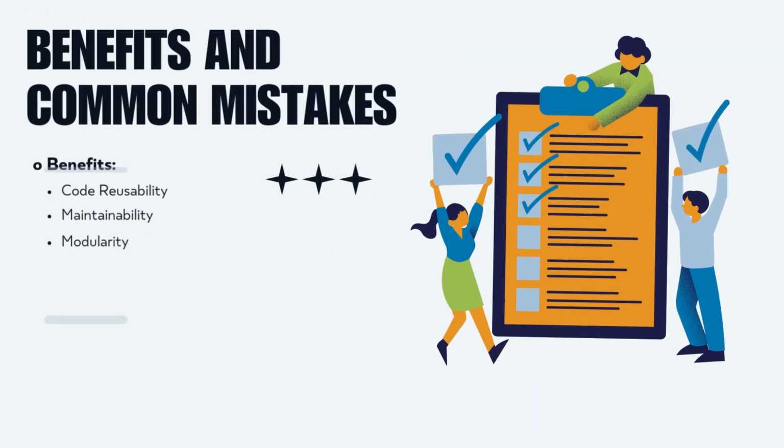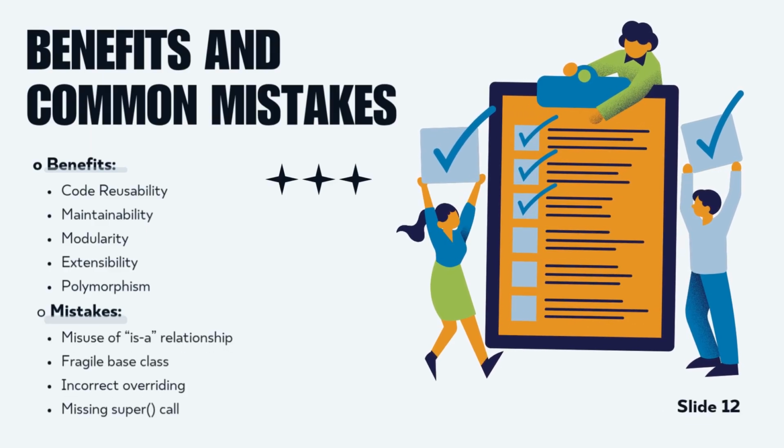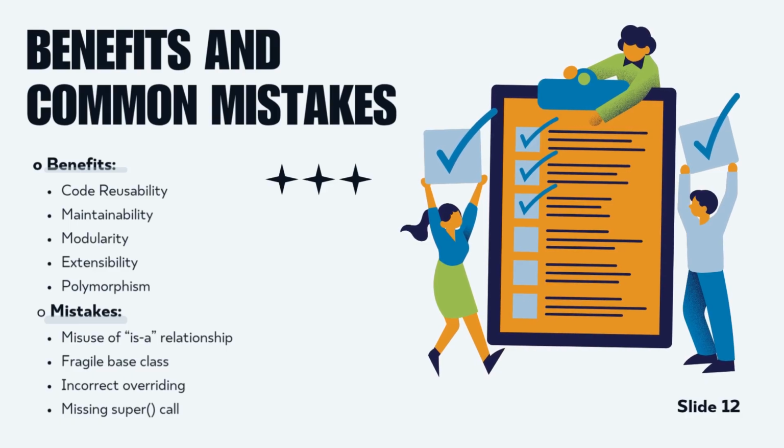Inheritance offers great benefits like code reusability and polymorphism. But watch out for common mistakes, such as the misuse of the is-a relationship or forgetting a required super call in a subclass constructor.